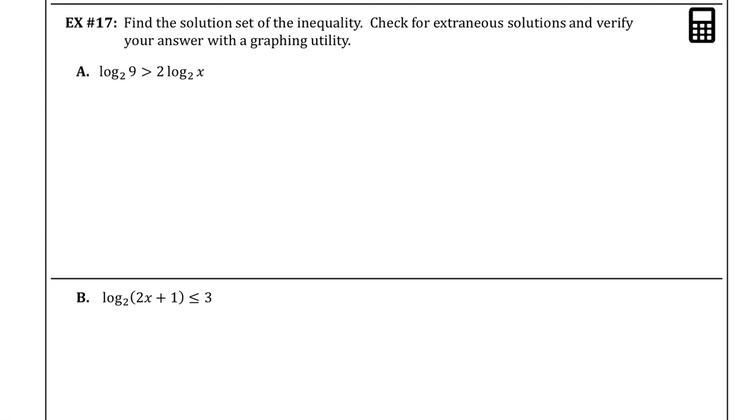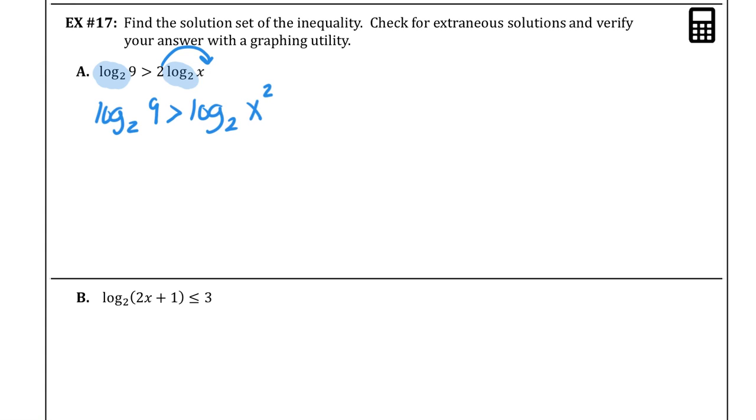So let's look at 17a. First thing I want to look at is that base. So I do have a log base 2. So that means my inequality is good. Nothing's going to change. I don't have to worry about anything. I do have this coefficient that's hanging out in the front on the right hand side that I have a property that says I'm allowed to move that. So I'm looking at log base 2 of 9 being greater than log base 2 of x squared.